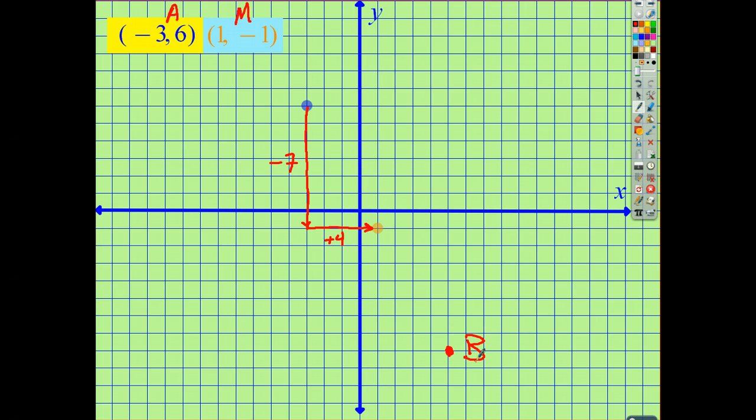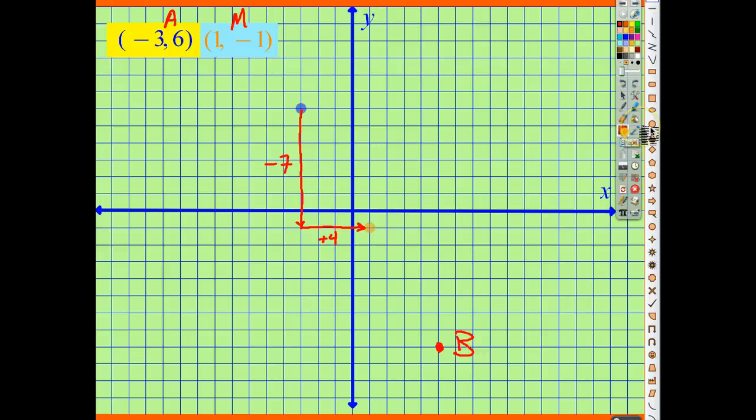Okay? So let's go ahead and draw a line between these two. We'll start here and come all the way down to B. And there we have it.